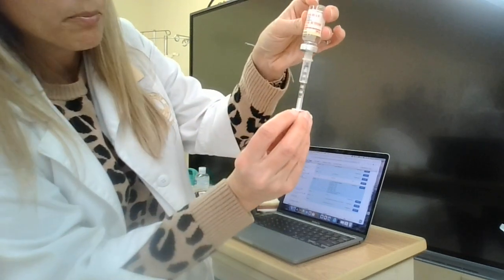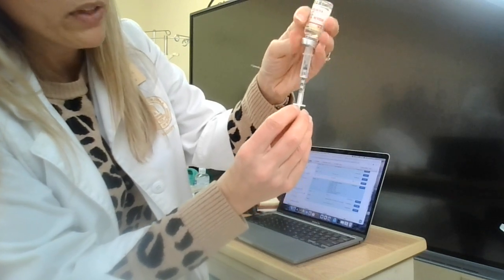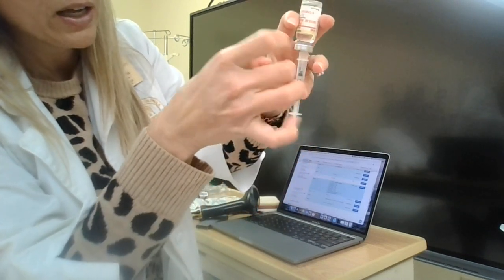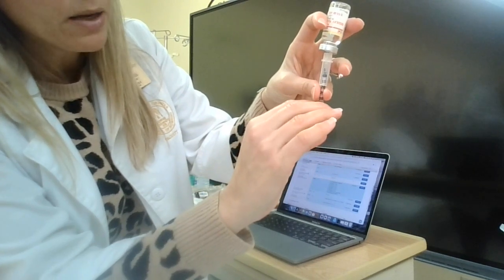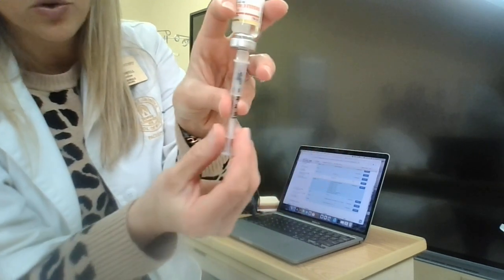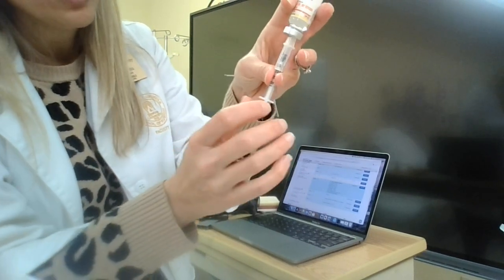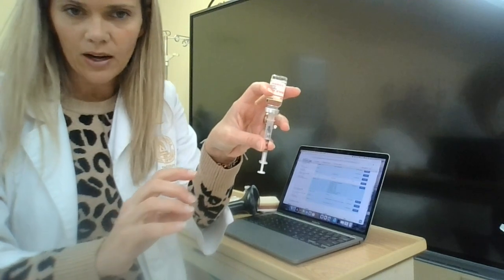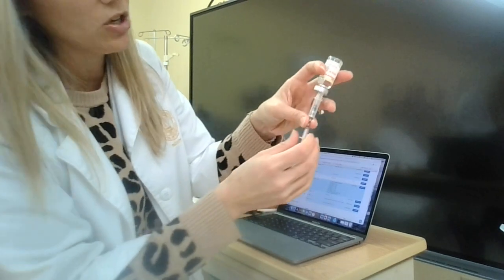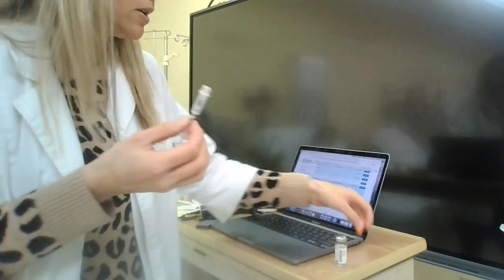Now I'm going to go ahead and pull back a little bit more of what I need. And what that allows me to do is when I flick it, I can get the bubbles to the top, and then I can push up to the medication to the amount that I need, which is 4 units. And it pushed any bubbles that I had right back up into the vial. Know that if you're mixing insulins, you cannot do this. That's only if you have one medication. So I've got my 4 units, and I'm going to go ahead and recap it using the scoop method.